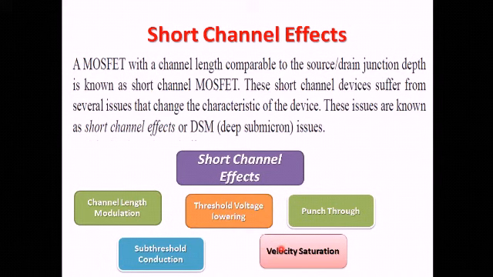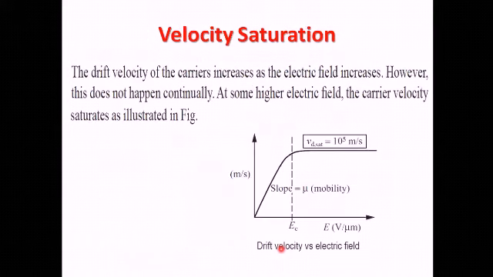Now we will have a small discussion on the velocity saturation. Now the drift velocity of the carriers increases as the electric field increases. However, this does not happen continuously. At some electric field, the carrier velocity saturates. This is the saturation point.